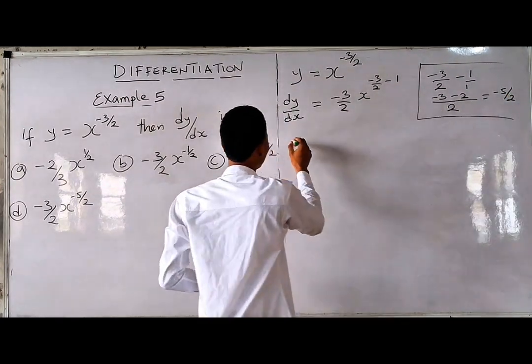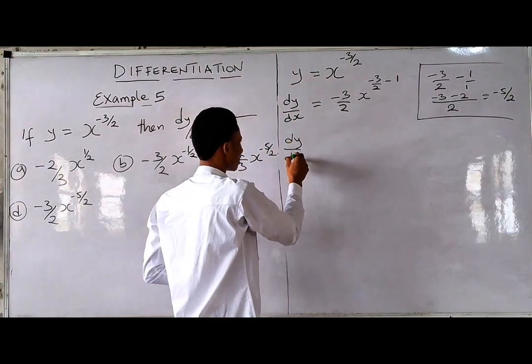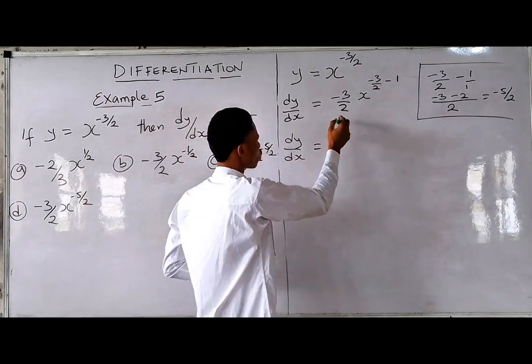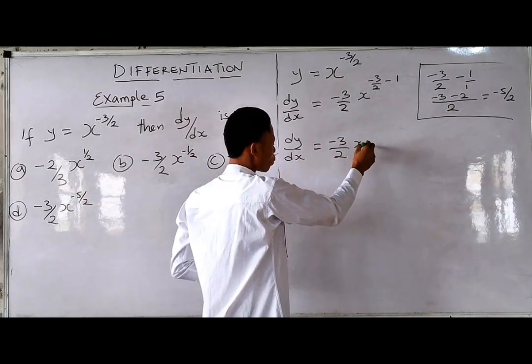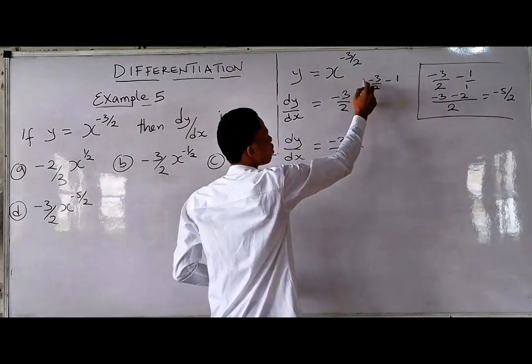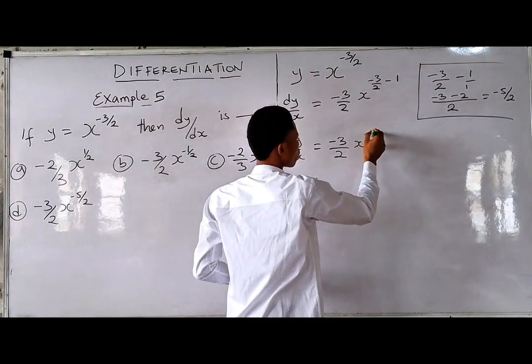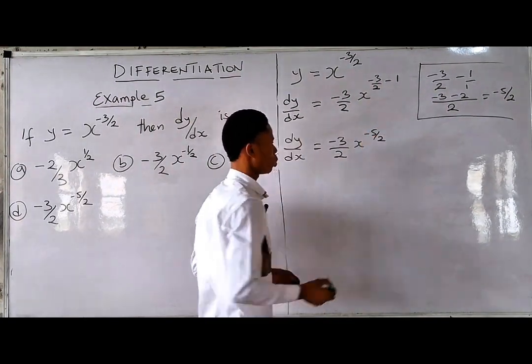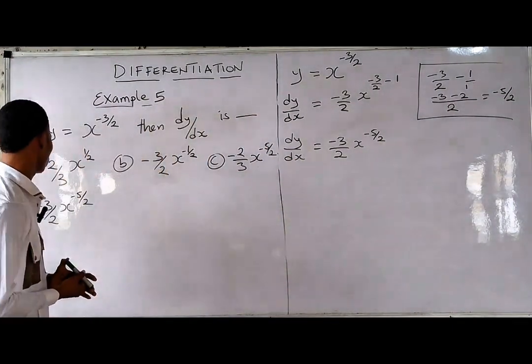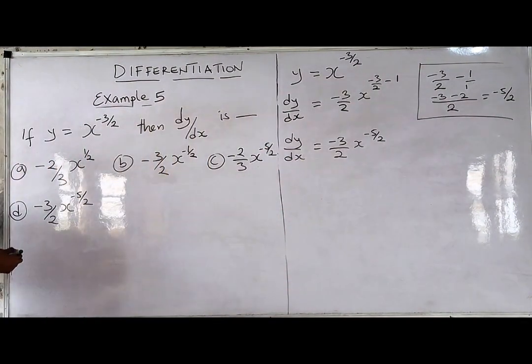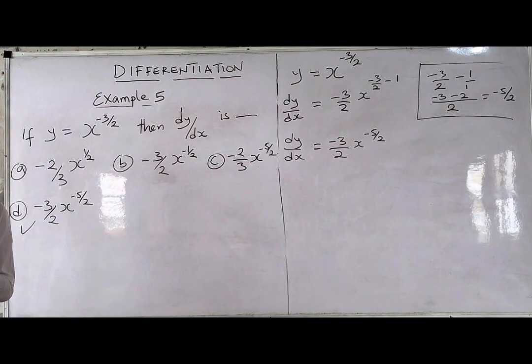Now the dy over dx will give me minus 3 over 2 x raised to power, everything here we've gotten as minus 5 over 2. Now this is our answer, and that is option D. Is it not simple?